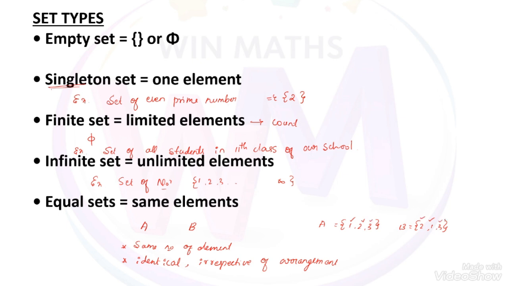Yes. Both sets have the same number of elements. First condition: the elements are identical irrespective of the arrangement. Okay, then we can call them equal sets.